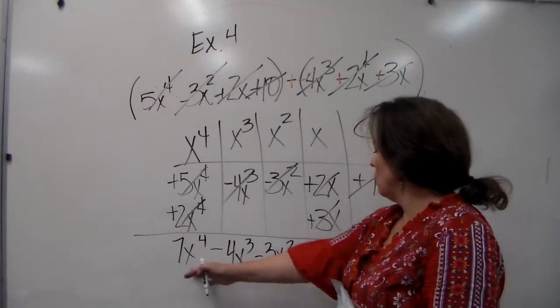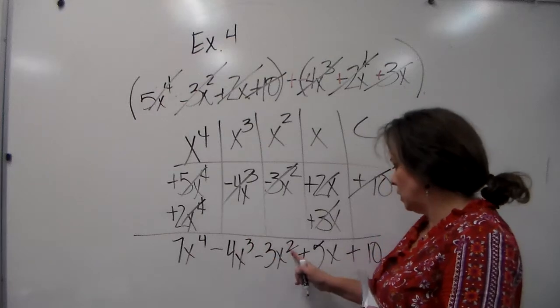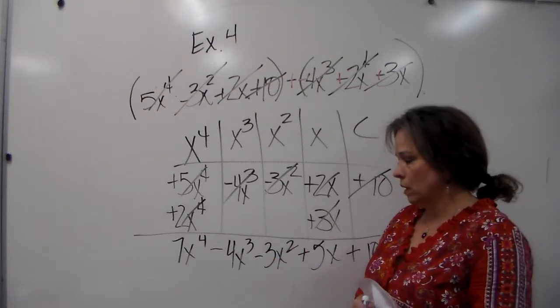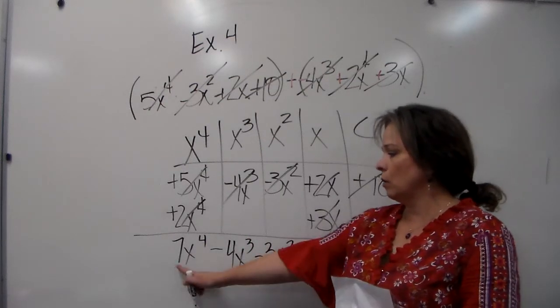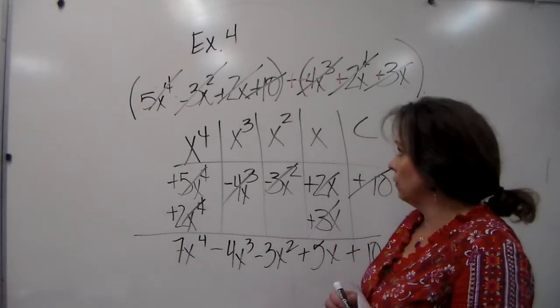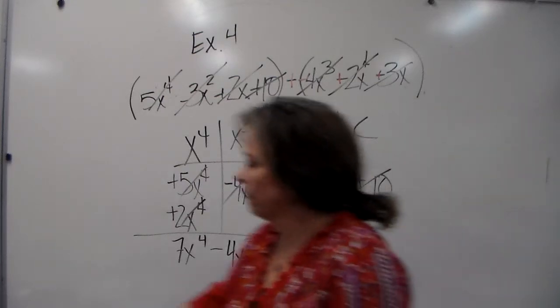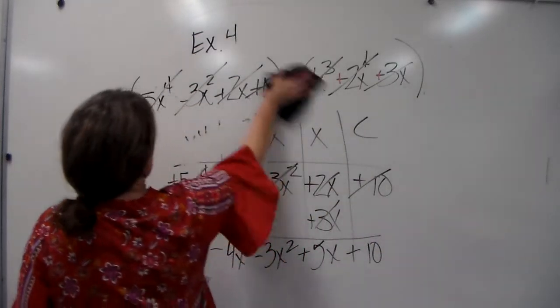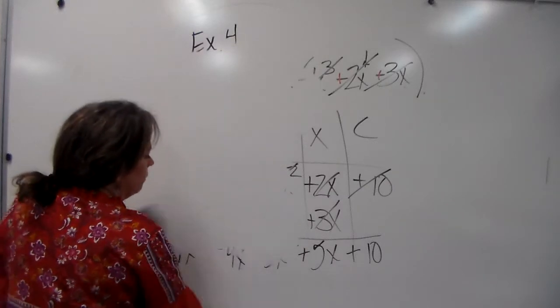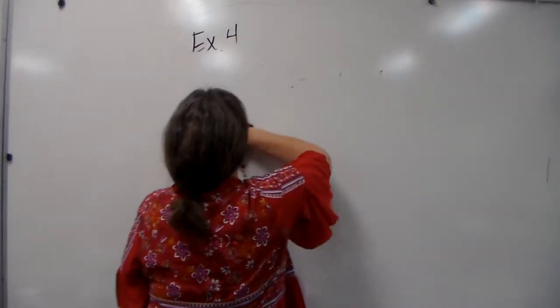All right? So our polynomial is in standard form. Our exponents are in descending order. It's a fourth degree polynomial, and our leading coefficient is 7, right? And that is our answer for example number 4. All right. Let's take a look at example number 5.